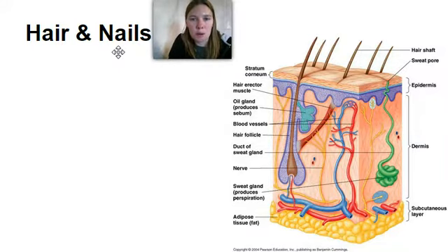Nails are also part of the epidermis. They are a modified form of the epidermis, in that they are a clear protective covering as well.